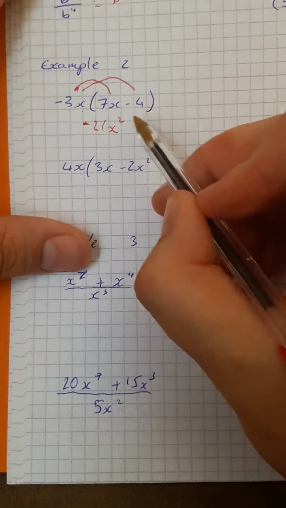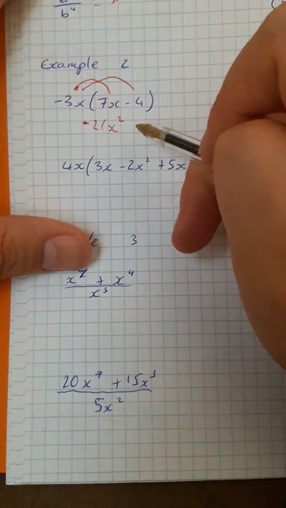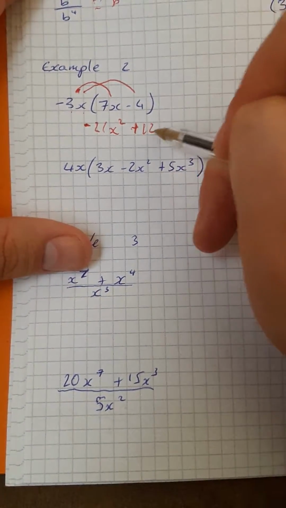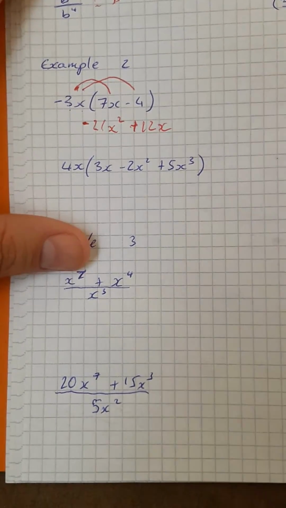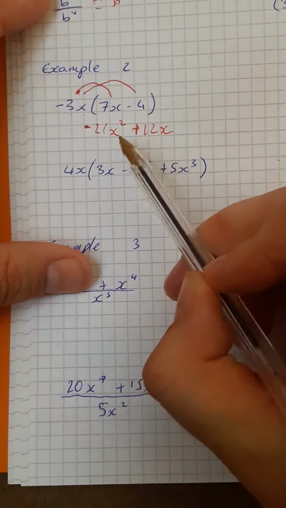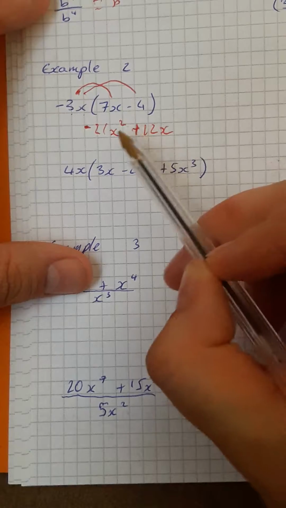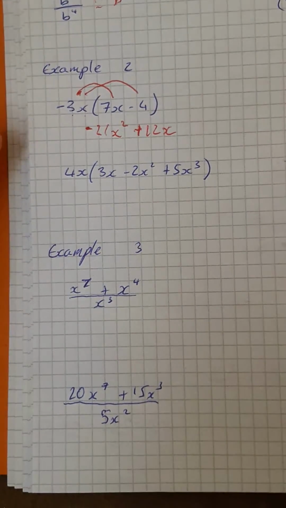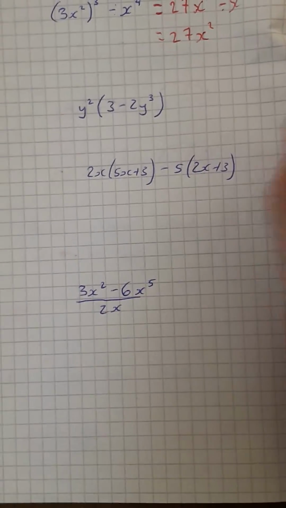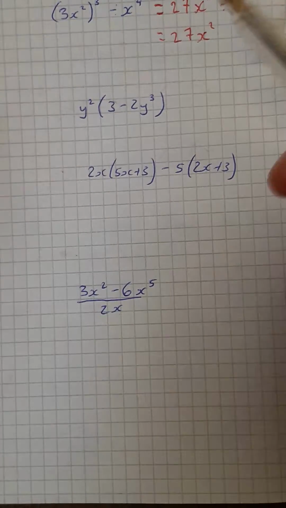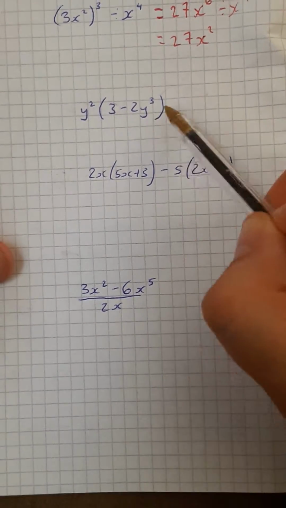Then minus 3x times minus 4. Well, minus 3 times minus 4 is positive 12. And then obviously I've just got to throw an x at the end. I can't do anything with this because I've got an x squared and I've got an x. They do not have the same indices, so I've just got to leave it there. There's my answer.